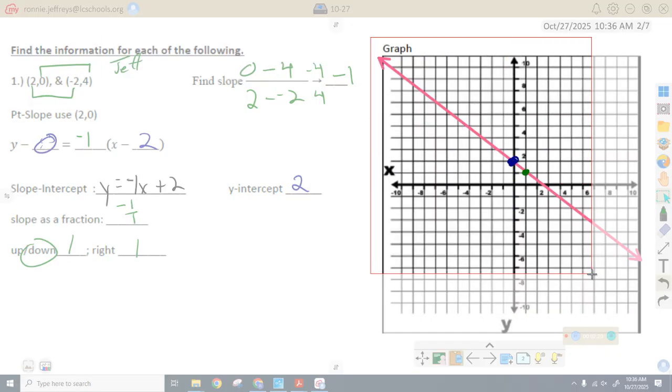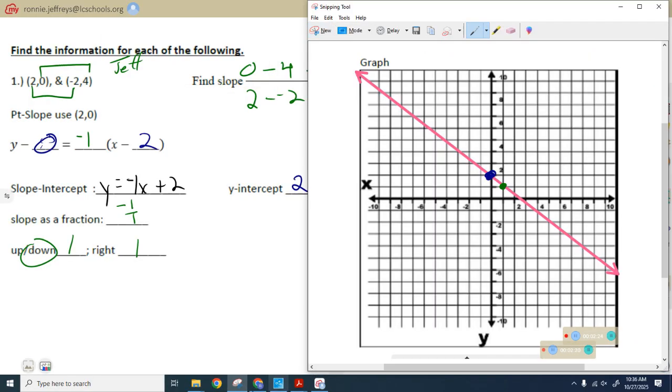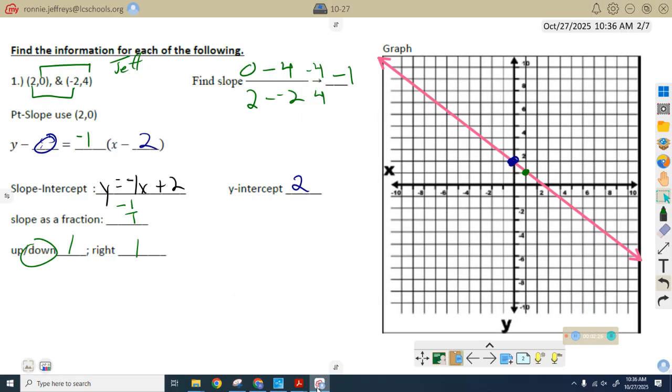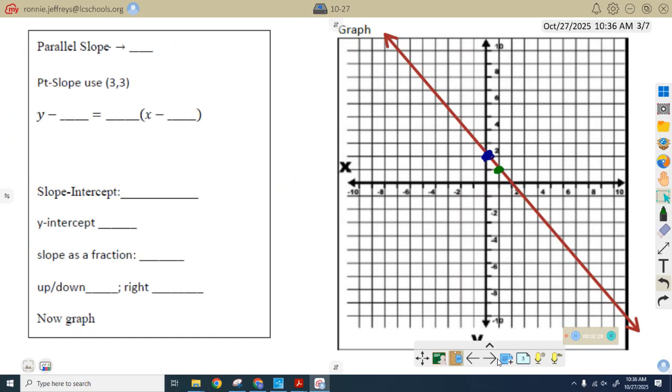I'm going to take this to the next page because that's where we have this thing to do.